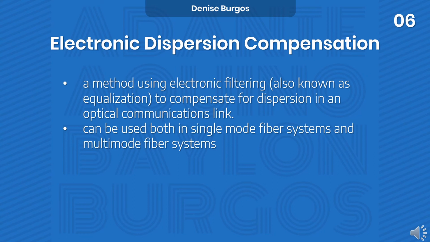Electronic dispersion compensation. It is a method using electronic filtering, also known as equalization, to compensate for dispersion in an optical communications link. It can be used in both single-mode fiber systems and multi-mode fiber systems. It is typically implemented with a transversal filter, the output of which is the weighted sum of a number of time-delayed inputs.